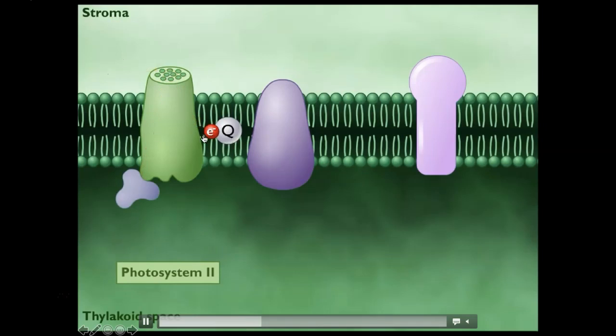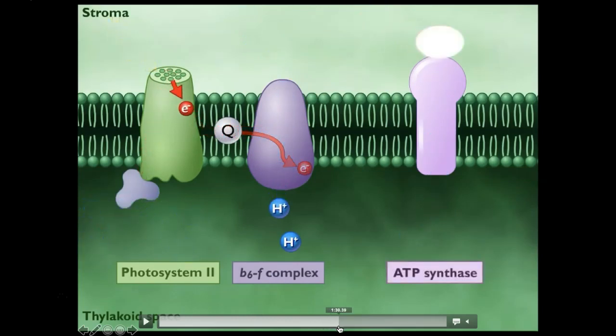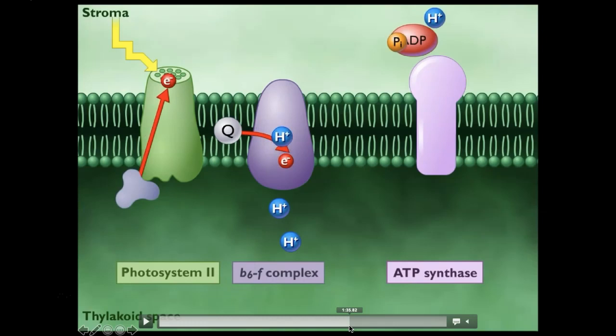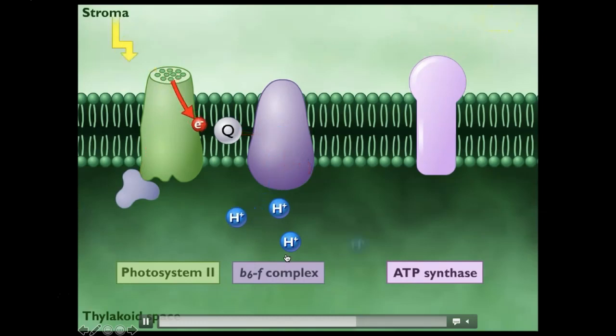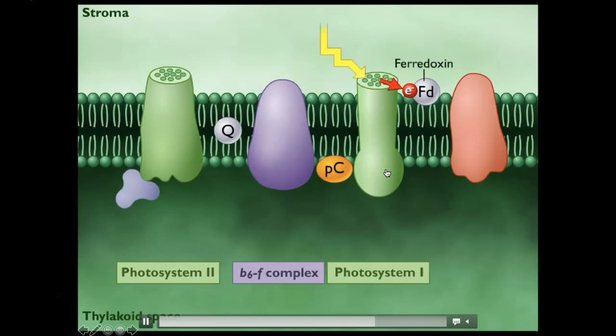So proteins pass these high energy electrons from one protein to the next. And as they do so, they can pump hydrogens from where they are low concentration to high concentration. So we're getting hydrogens pumped against the concentration gradient. So again, as those electrons are being energized and passed along the electron transport chain, we're going to accumulate hydrogens inside the thylakoid space.